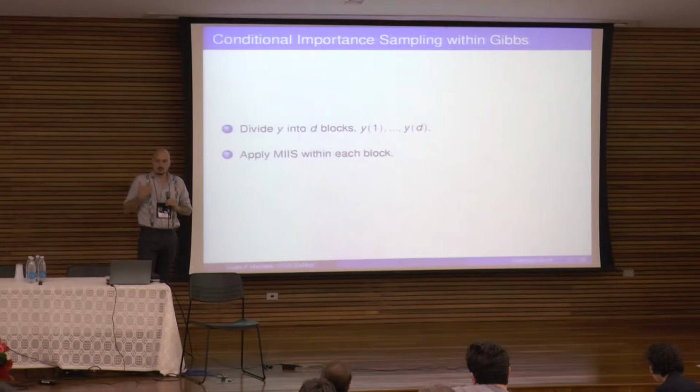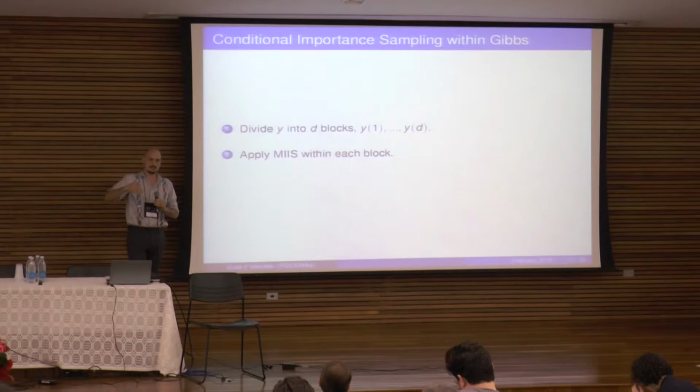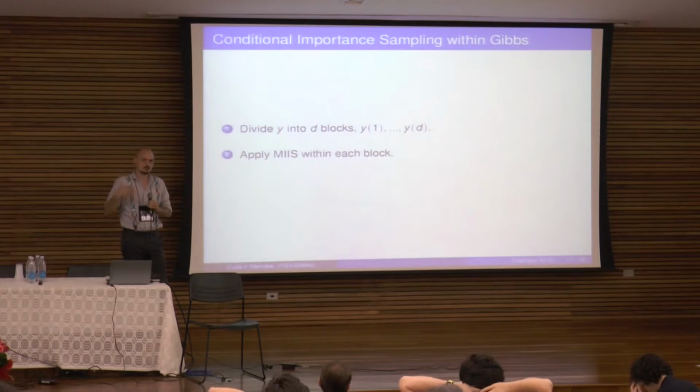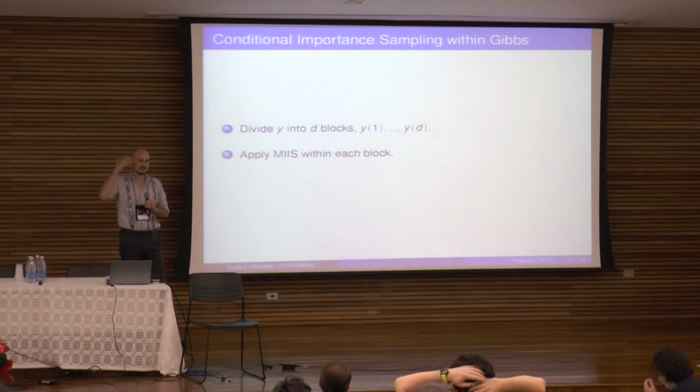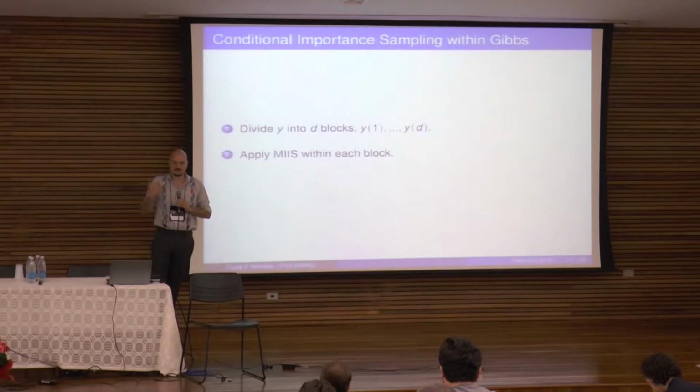And now, how can I extend it to a more general setting? If I have a high dimensional density, I can break it into blocks. So what can I do? Well, that's simple. You just have to calculate the conditionals, and you apply the conditional importance sampler to each of the blocks. And then you iterate it as a Gibbs sampler. So instead of sampling from a conditional proposal, you construct a conditional importance sampling approximation to each conditional, and things work.